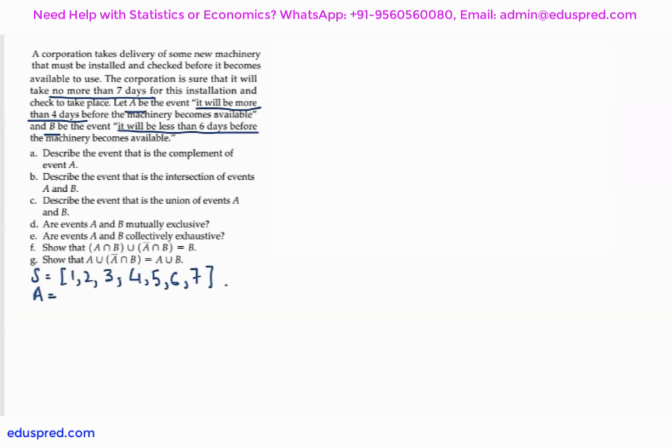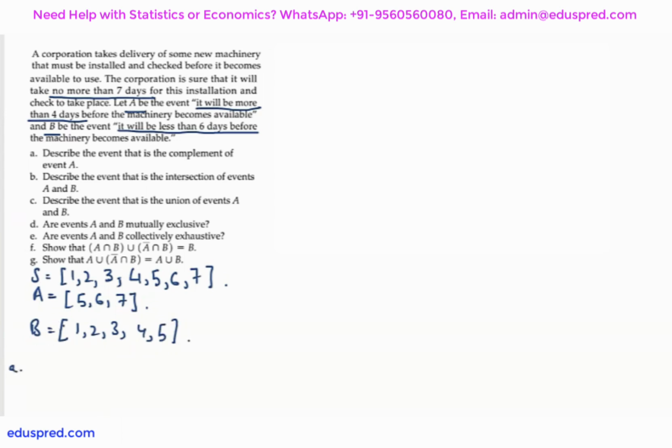The event A is that it will be more than 4 days before the machinery becomes available. More than 4 days means that it will be either 5 days, 6 days, or 7 days. So this is how we can define A. And what about B? B is the event that it will be less than 6 days before the machinery becomes available. So less than 6 days means that it will be either 1 day, 2 days, 3 days, 4 days, or 5 days before the machinery becomes available.